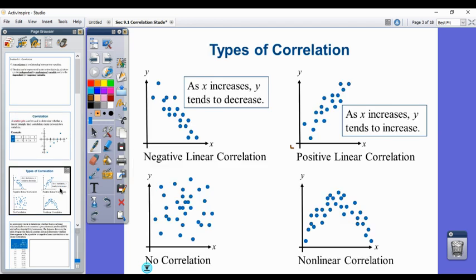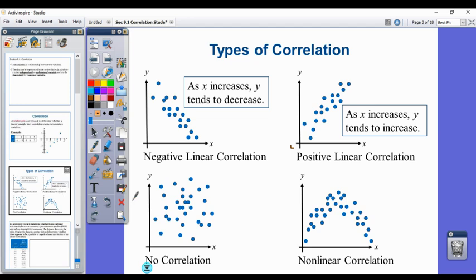correlations. We could have a negative linear correlation, and in this case, the variables are going to do the opposite thing. As x increases, our y value is going to decrease, and conversely, as x decreases, our y increases. Positive linear correlation is when they both are increasing or decreasing, they're doing the same thing.